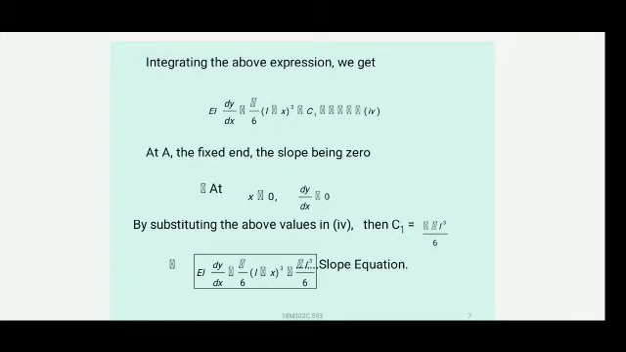Integrating the above equation number 3 with respect to x, we can get EI into dy by dx is equal to w by 6 into (L minus x) whole cube plus c1, that is equation number 4.